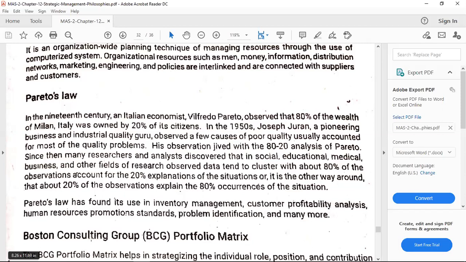In other fields also, it has been found out that 80% of the observations account for 20% of the explanations, or vice versa.